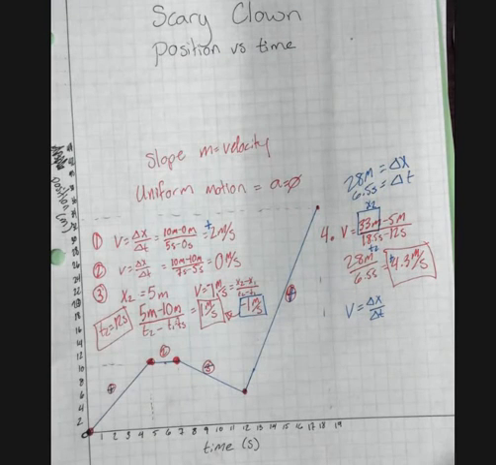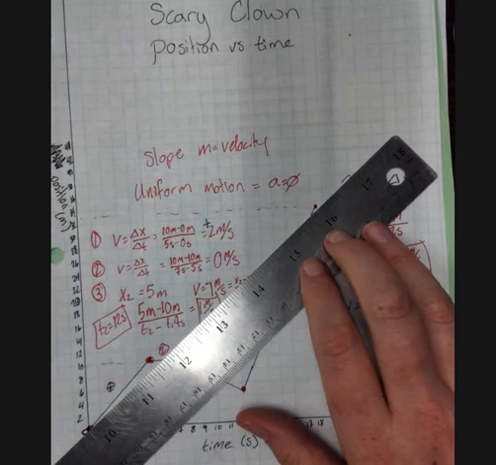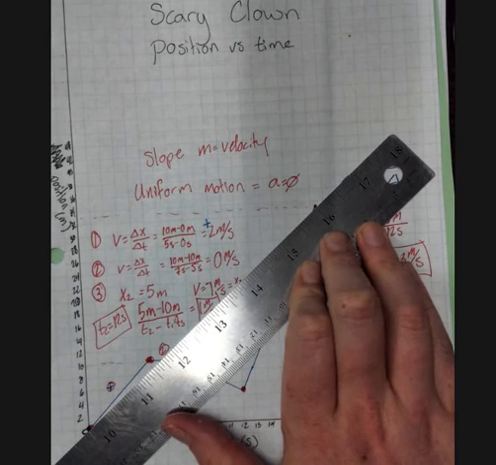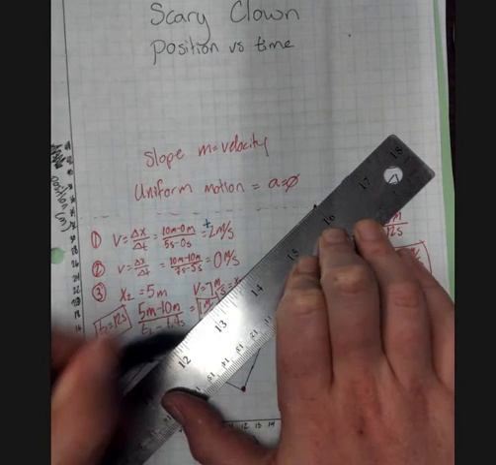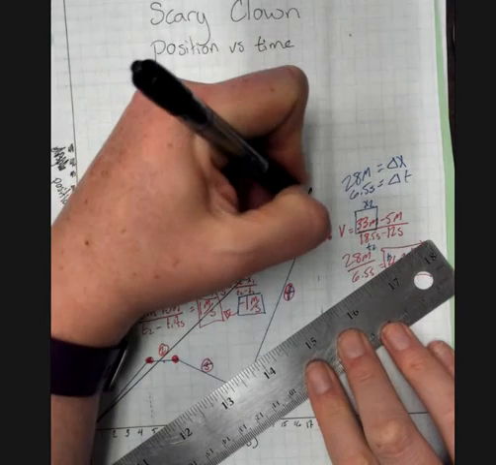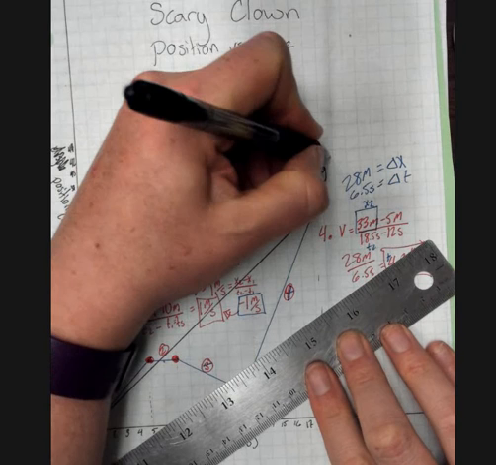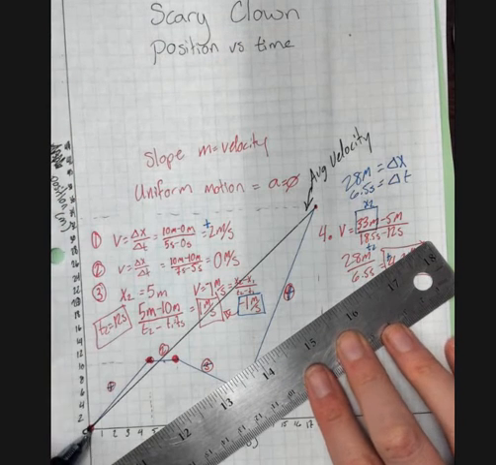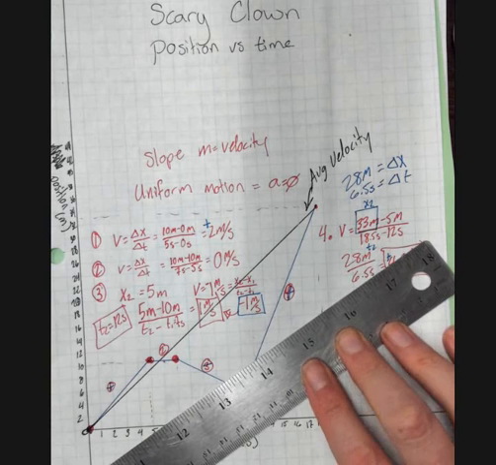So now we can answer a couple of other questions, like what is the clown's average velocity for the whole trip? Well, average velocity, remember, is just taking the total velocity from beginning to end. So this black line right here, this represents the average velocity. This isn't what the clown actually did, it's just the average of all of his motion.